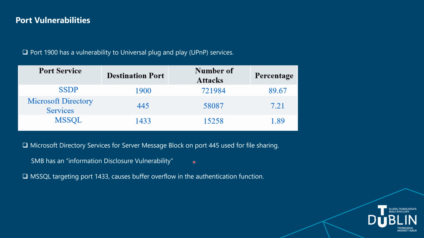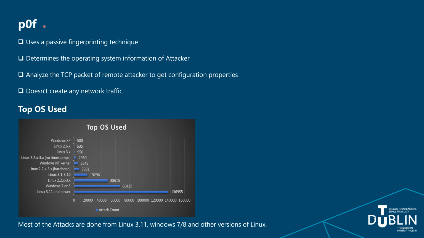An attacker who exploits it can access the system to obtain more information and compromise the user system. The next thing is MS SQL, which accounts for 1.89% under port 1433. It allows a remote authenticated attacker to gain a level of privileges and trigger a buffer overflow, and even stop the MS SQL server. The next honeypot is P0F.